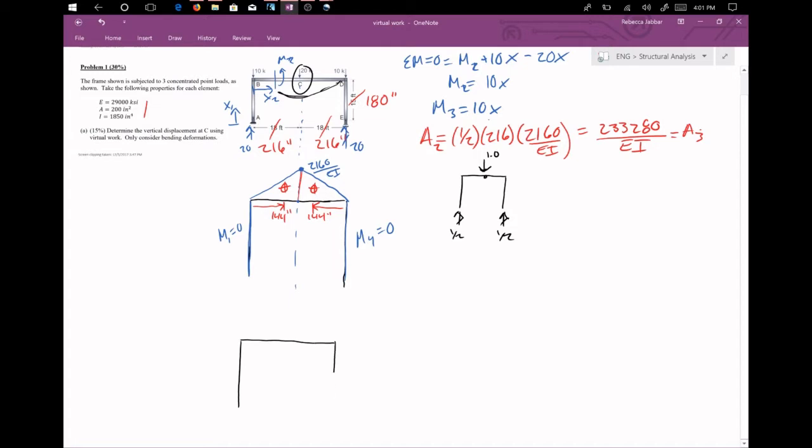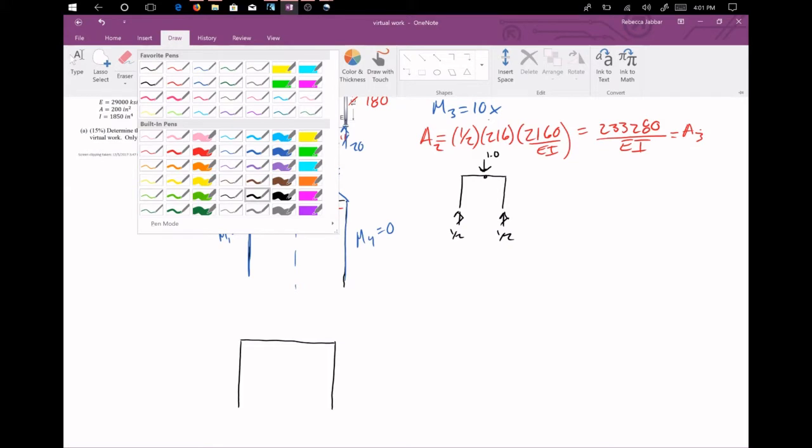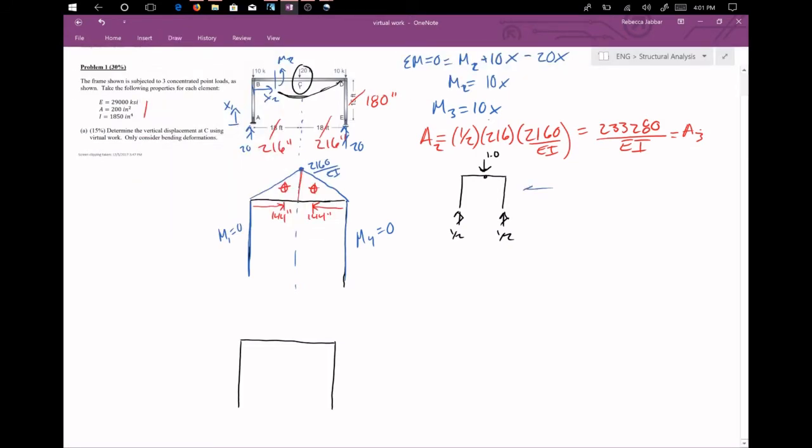All right, so now let's do the moment diagrams for our virtual load, which is what we just did there at C with that one point right here. This is our virtual load being applied at C in the vertical direction.